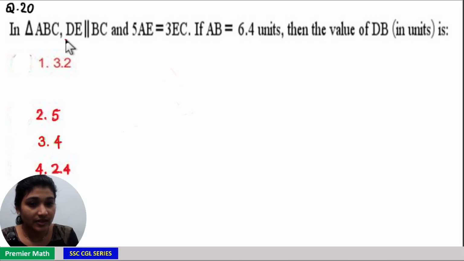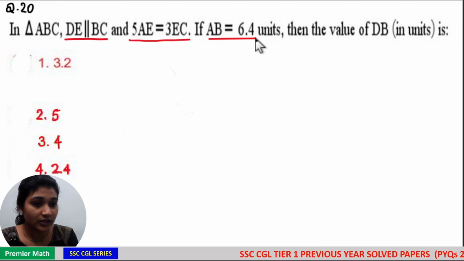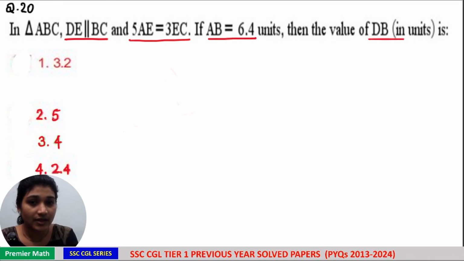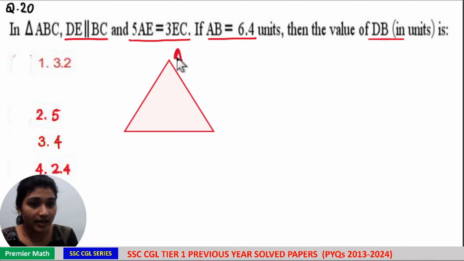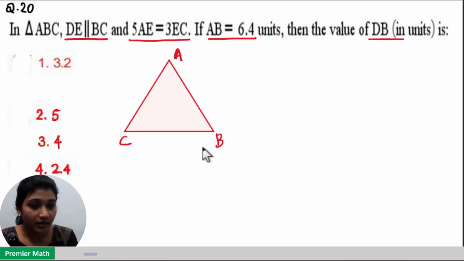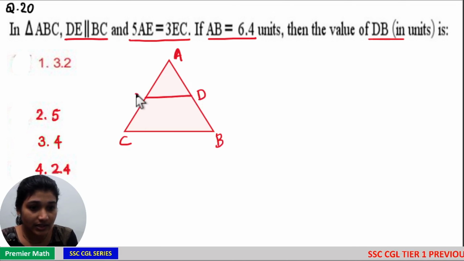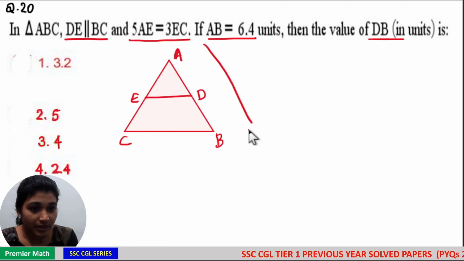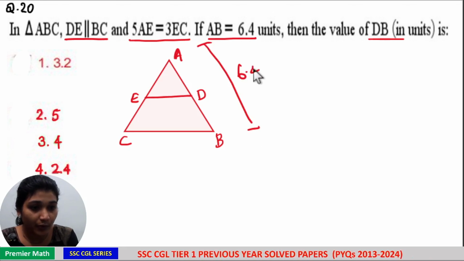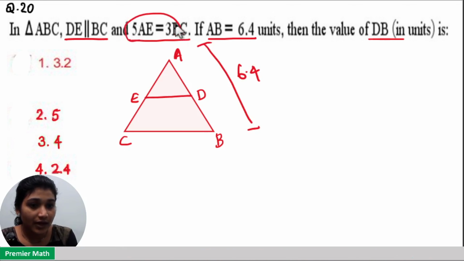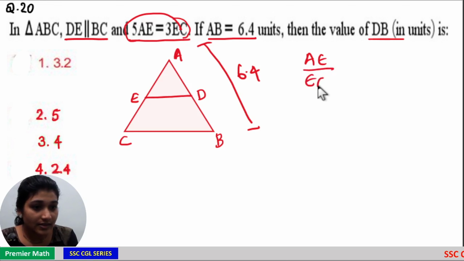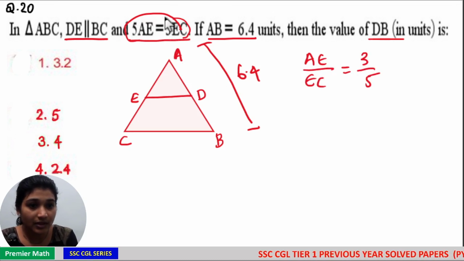In triangle ABC, DE is parallel to BC and 5AE is equal to 3AC. If AB is equal to 6.4 units, then find the value of DB. If this is the triangle ABC, now BC is parallel to DE. So this is DE, and here the total length AB is given as 6.4 units, and here 5AE is equal to 3AC. That is, AE divided by EC is equal to 3 divided by 5.